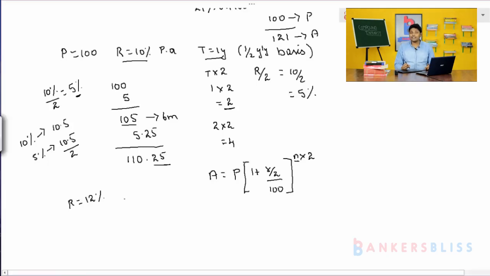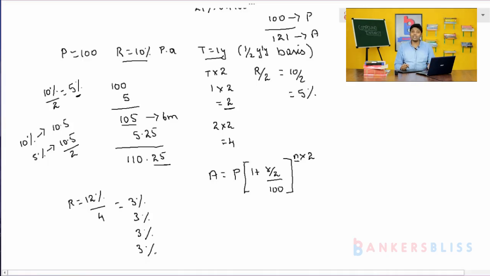So how many quarters are there in a year? 4 quarters are there. So you divide it by 4. So 12 by 4, 3%. So 3% for first quarter, 3% for second quarter, 3% for third quarter, 3% for fourth quarter. Altogether you have 12% per year, but quarterly you have to calculate the interest. Okay, so 3% per quarter.